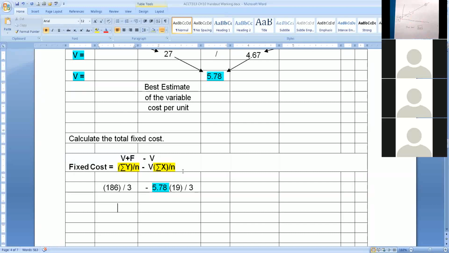So let's start chunking these numbers out. So this is 6,362 minus, I'm going to do all these together. So 5.78 times 19 divided by 3. I guess I can do it over here so you can actually see what I'm doing. Okay, 5.78 times 19 divided by 3. 36.61.